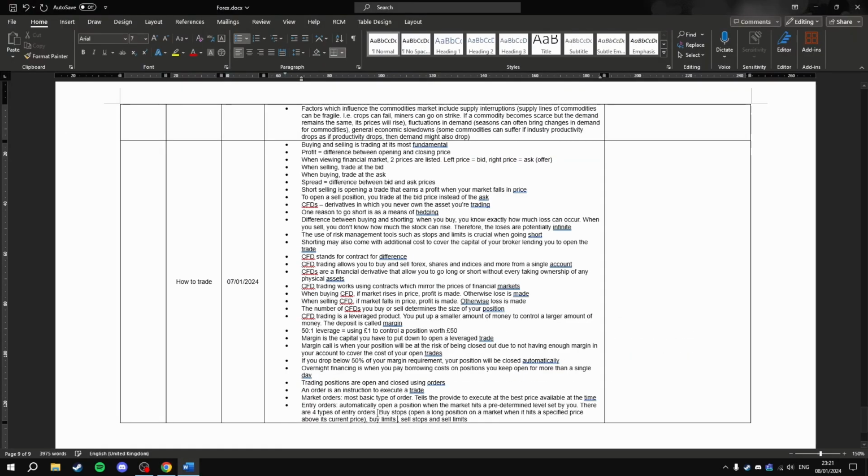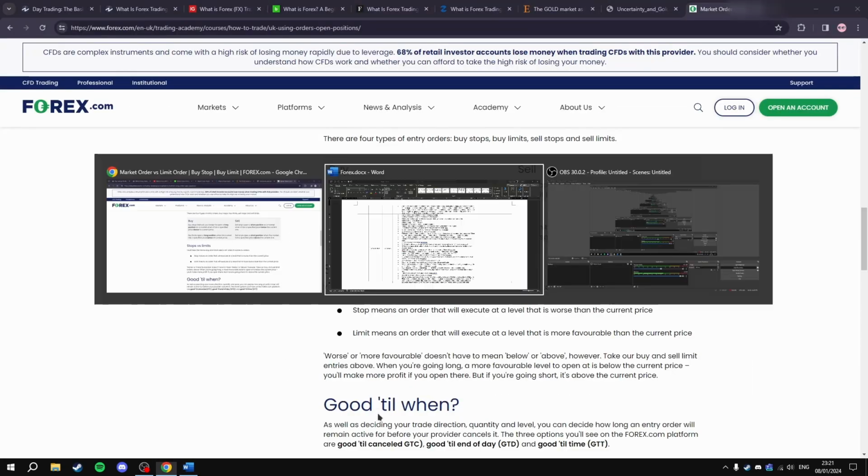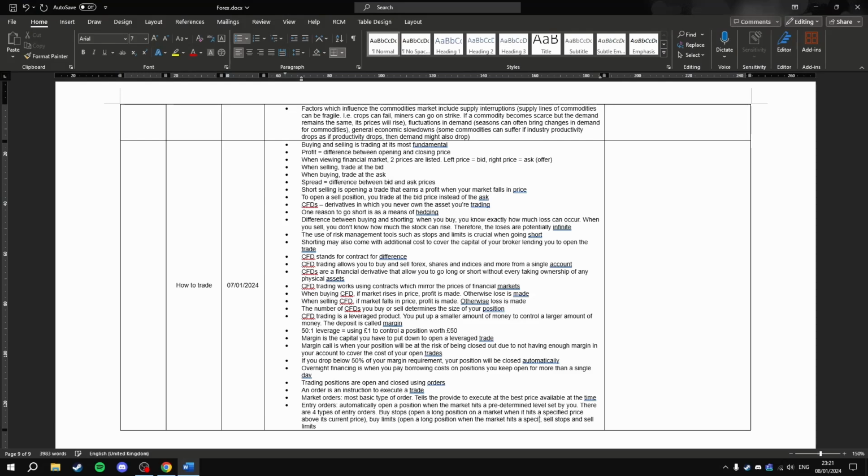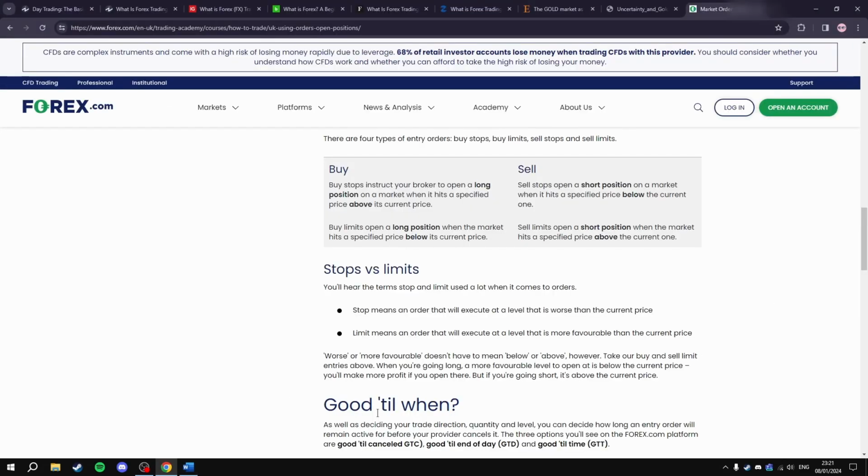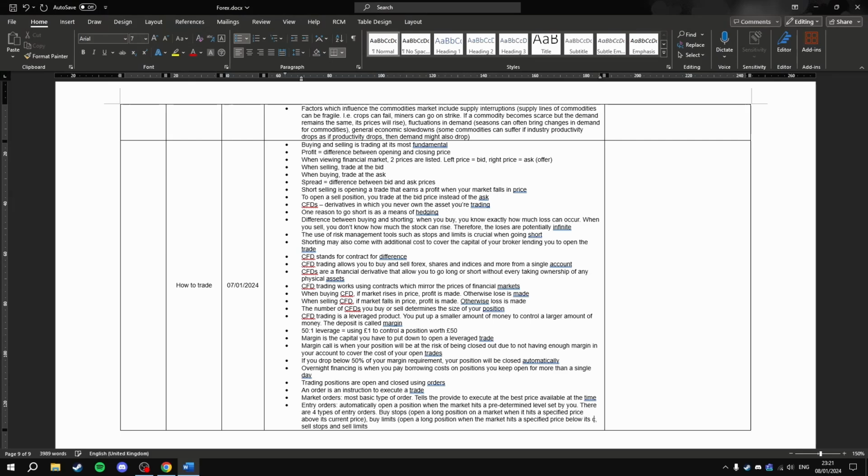Buy limits. Open a long position when the market hits a specified price below its current price.